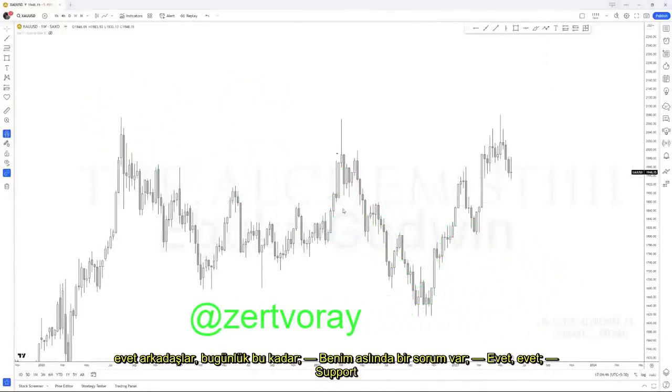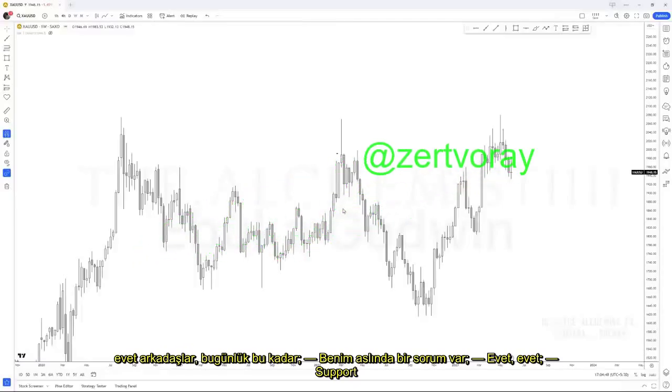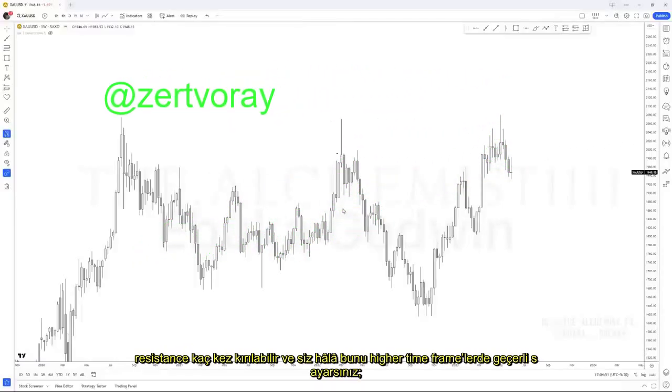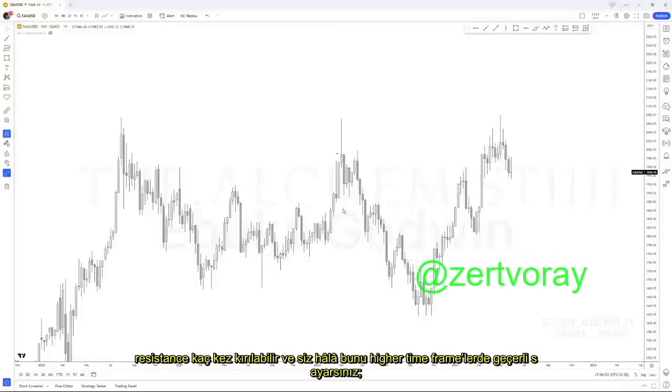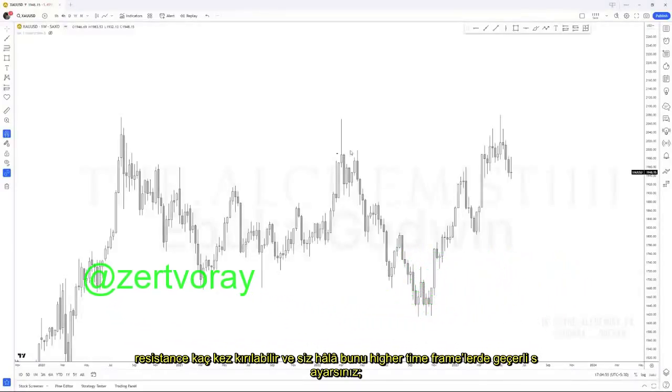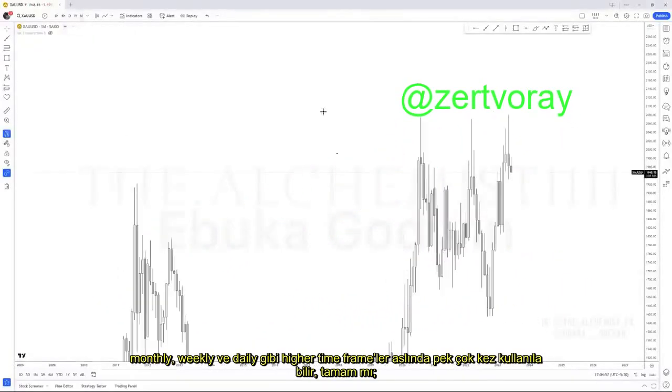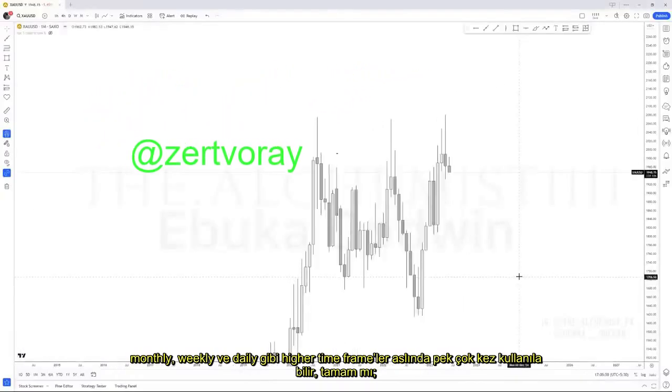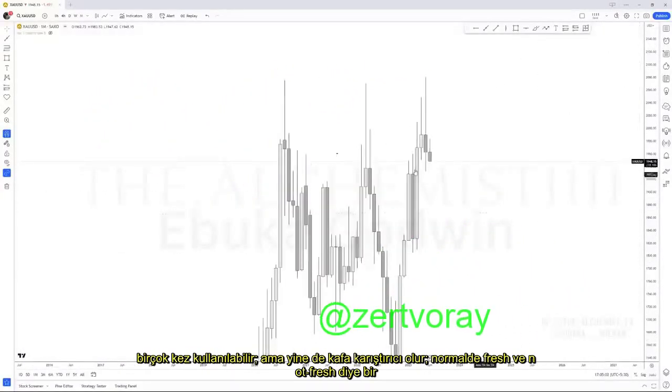So how many times can the support or resistance be broken, and you still consider it? The higher time frame levels, like the monthly, weekly, and daily, can be used so many times actually. Okay, they can be used so many times, but then again, it can be confusing.